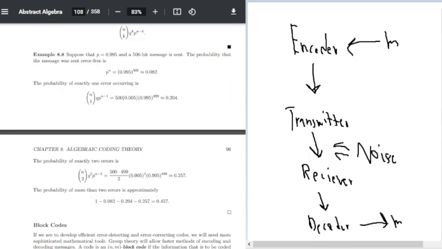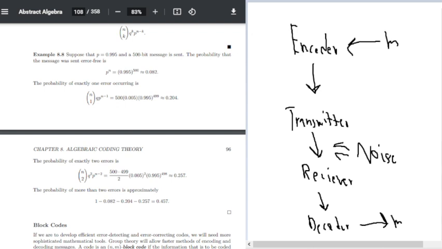Example 8.8. Suppose that p is equal to 0.995. So suppose that there's a 99.5% chance that a bit is sent correctly, and a 500-bit message is sent. The probability that the message sent was error-free is p to the n, which is 0.995 to the 500, approximately 0.082 or 8.2%.